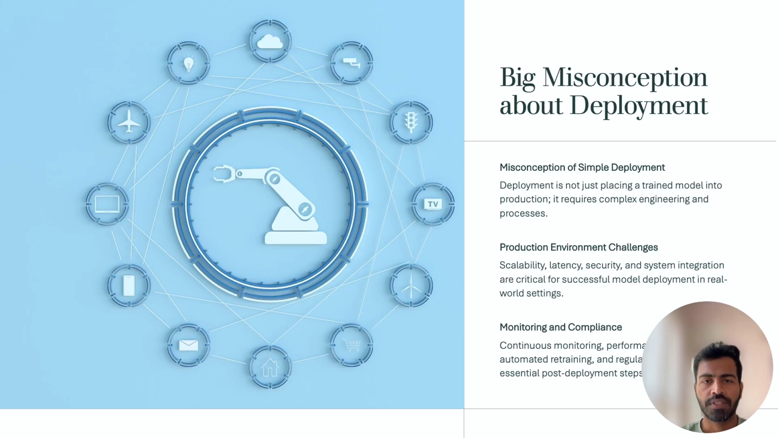One of the most common misconceptions in machine learning is that deployment simply means taking a trained model and placing it into production. This oversimplification ignores the numerous challenges and processes required to make a model operational in a real world setting. So deployment is not a button. Deployment is not uploading a model. Deployment is not a cloud feature. Deployment means making a model usable by other systems in a reliable way.